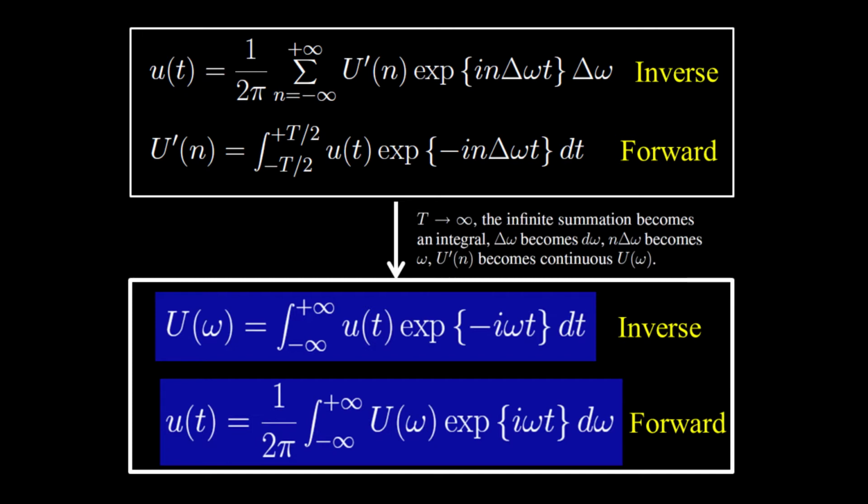Uppercase N becomes continuous, and the Fourier transform of u(t) becomes a continuous function of frequency, denoted by uppercase U(omega). The result is summarized in the transform pair in blue here, which is known as the classical Fourier integral transform, or simply Fourier transform.